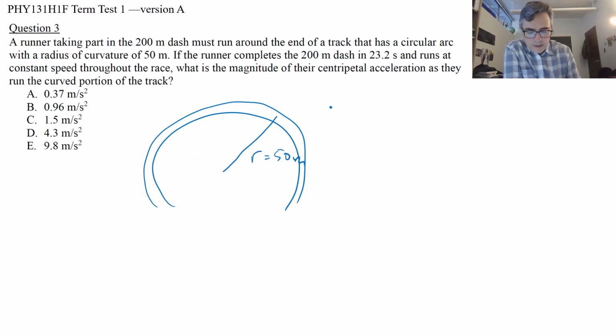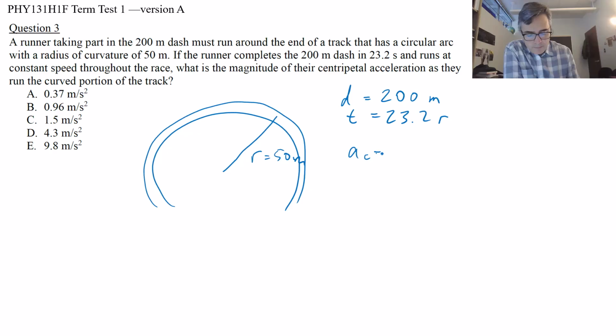The runner completes the 200-meter dash in 23.2 seconds. So the distance is 200 meters, and the time is 23.2 seconds, and the runner runs at a constant speed throughout the race. What is the magnitude of their centripetal acceleration?